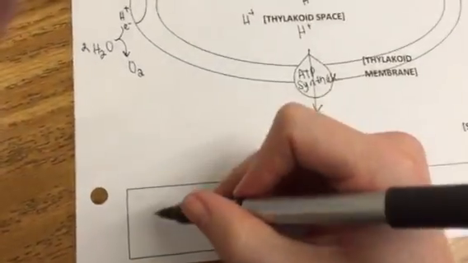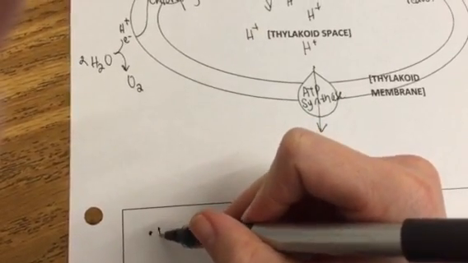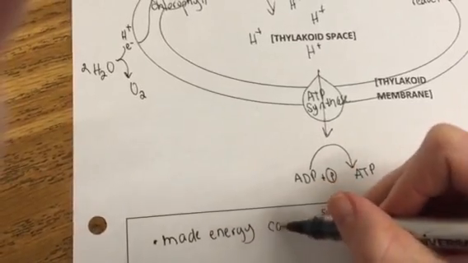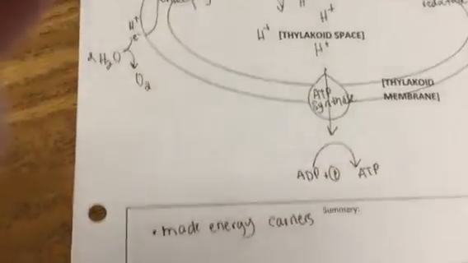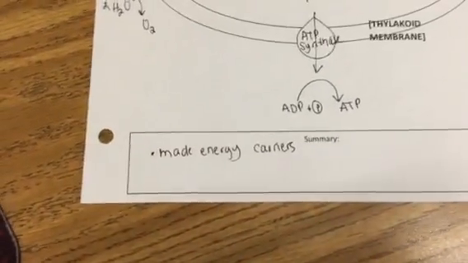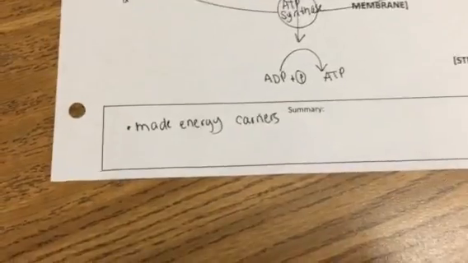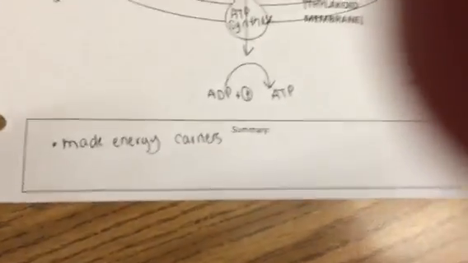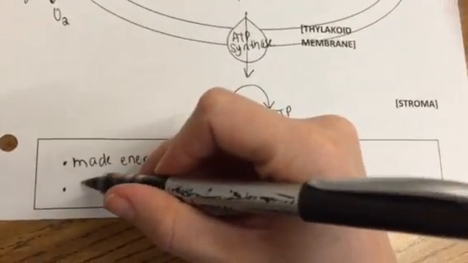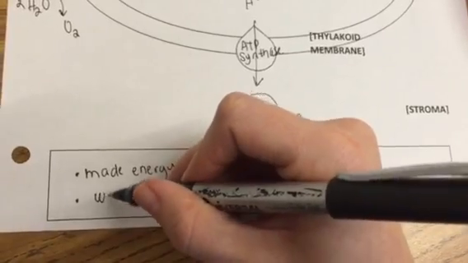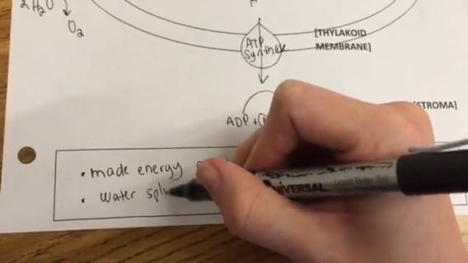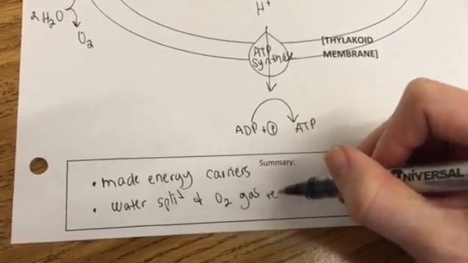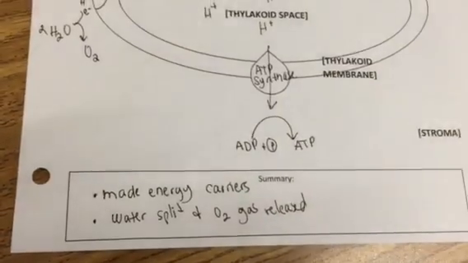Let's write our summary down here. Big thing is that we made energy carriers. They will move on to another part of the cycle, or photosynthesis, which is a cycle, the Calvin cycle, where we are going to actually use those carriers to help us make glucose. And then the second major thing that we did was we split water, and O2 gas was released as waste.